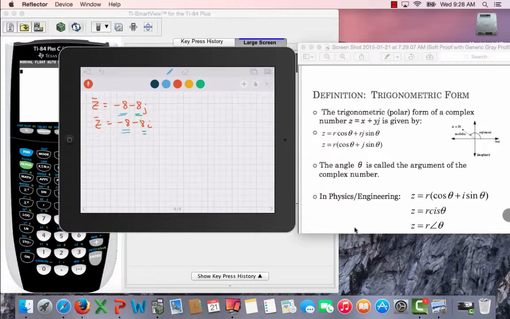So if you actually wanted to graph that complex number, you would do your real part here, and then here you would do your imaginary. So that would be the graph of your complex number. And the first thing we need to do is find the R. The R is actually the length or the magnitude of that complex number.